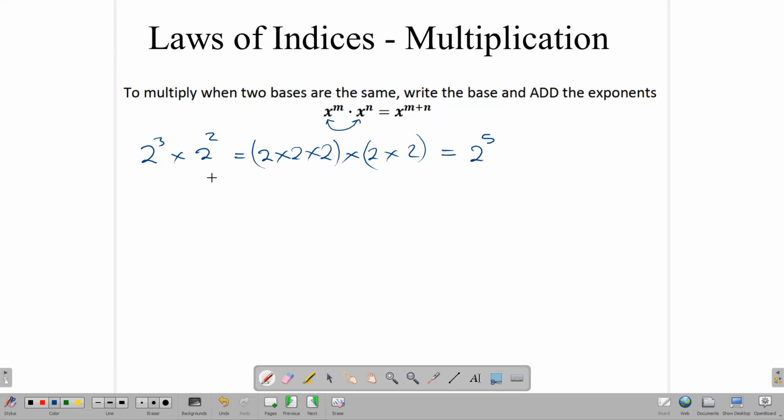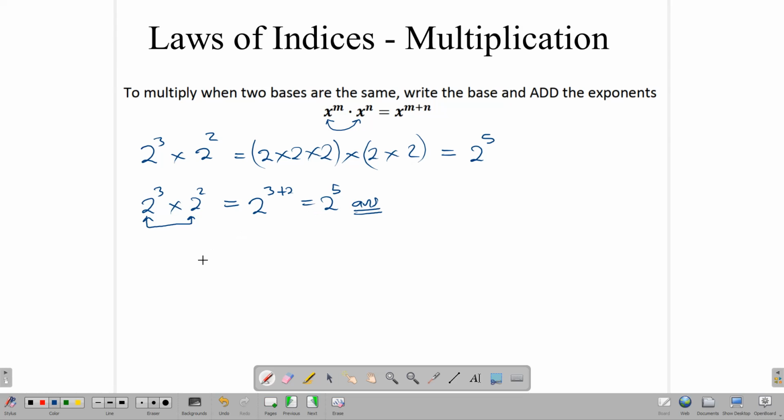And that's exactly the idea behind multiplying similar bases, that if you have this kind of situation, 2 to the 3rd times 2 squared, then you do not need to go through the problem of writing it out. Once the bases are the same, then all that you need to do is to add the powers. So we end up with 2 to the 3 plus 2, and that gives us 2 to the 5th power. And that's your answer.